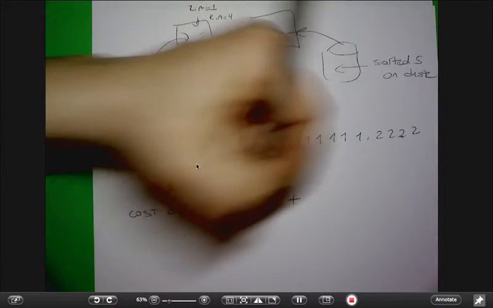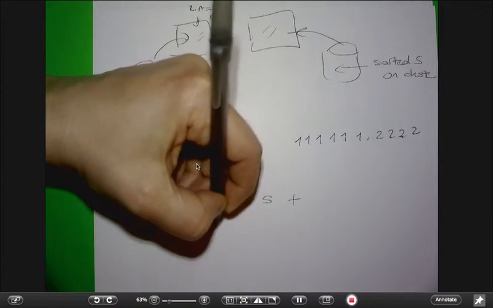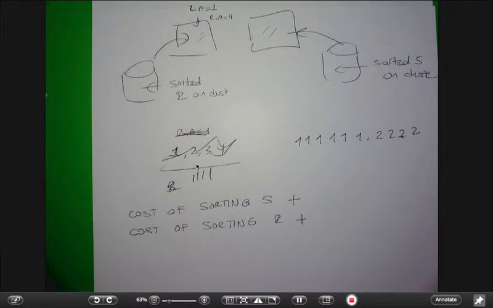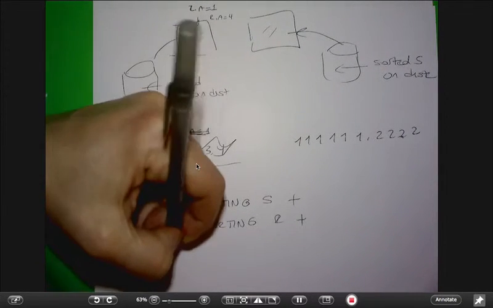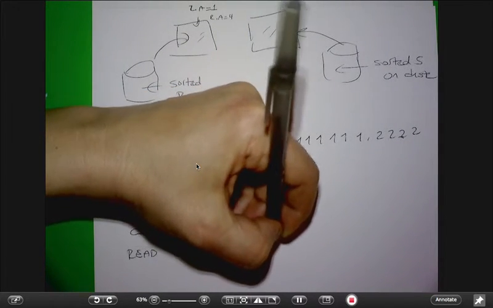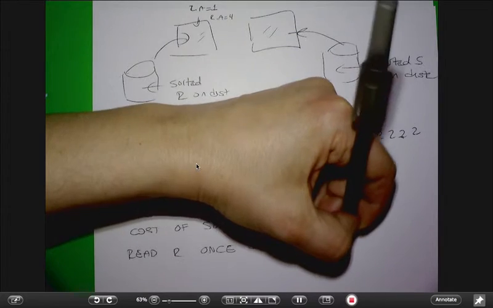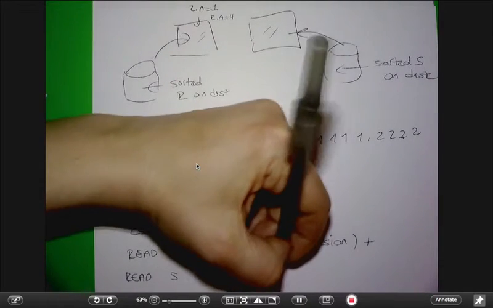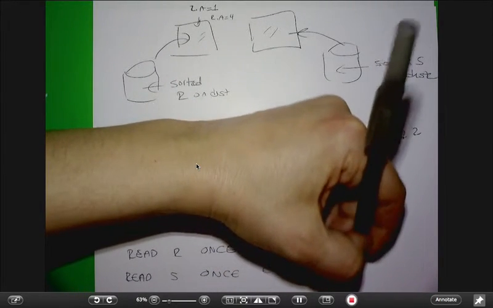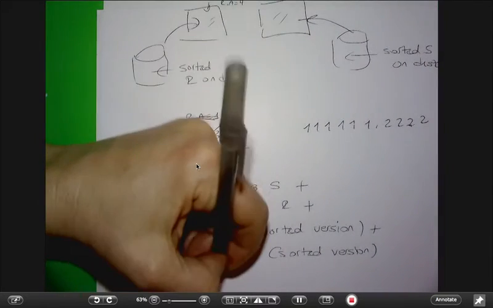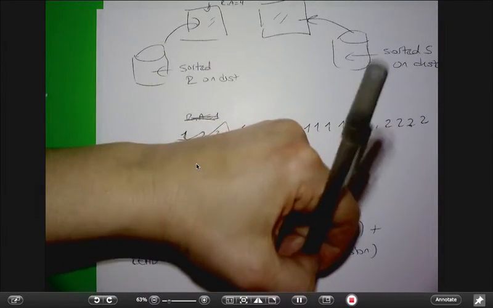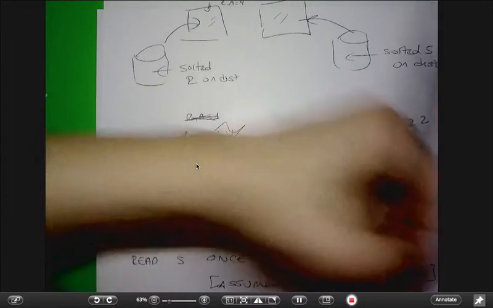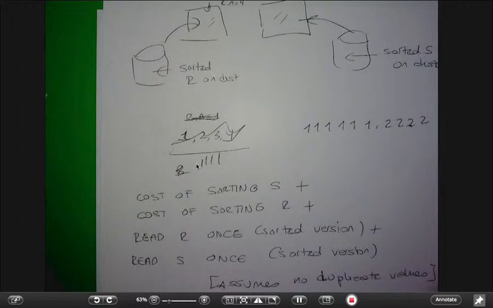sorting S, cost of sorting R, plus one pass over R and S. Read R once, sorted version, plus read S once, sorted version. So this assumes no duplicates. And not only that, after you sort, to do this, you only need 2 disk pages.